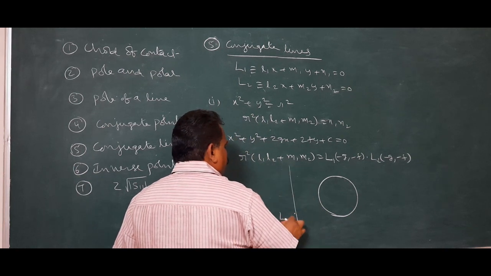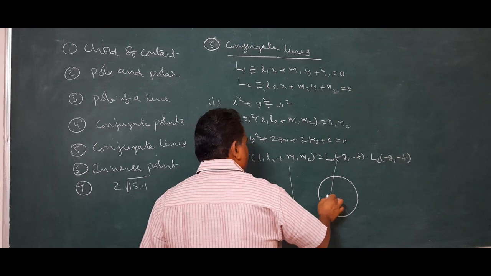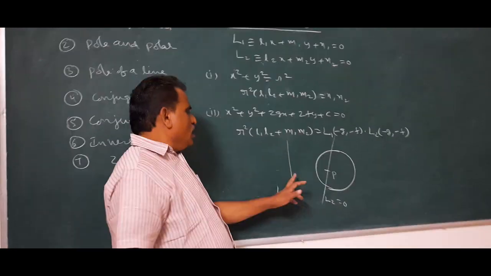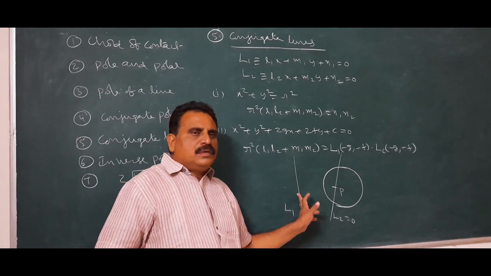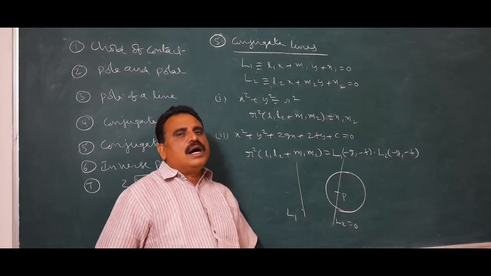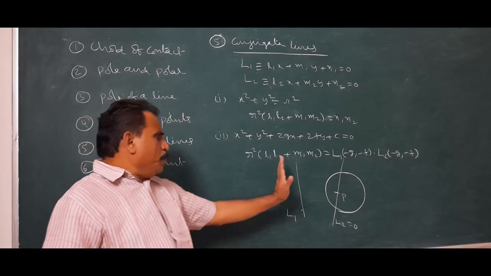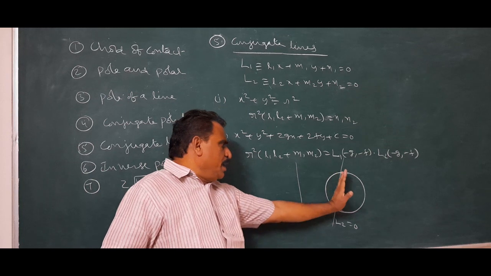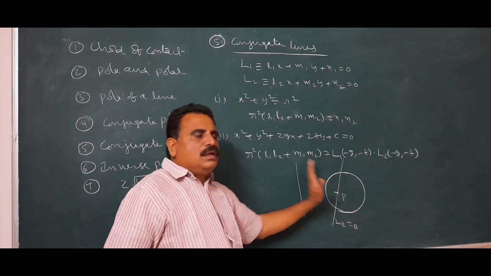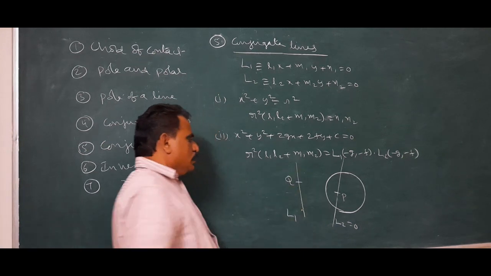This is L1, pole of L1 is P. If P lies on L2, that is, pole of L1 lies on L2, then L1 and L2 are said to be conjugate lines. If the pole of L1 lies on L2, automatically the pole of L2 must lie on L1, that is Q.